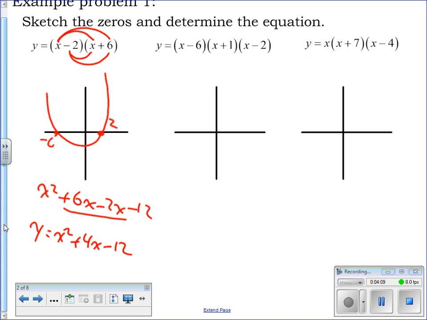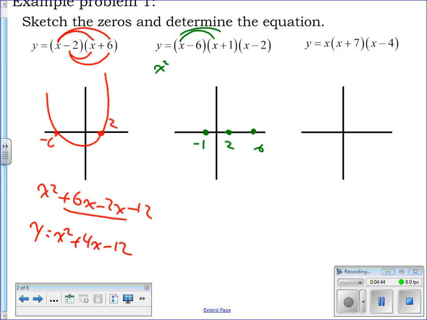The next one, my zeros on this one. From this, I get a 0 at 6. From this, I get a 0 at -1. And from that one, I get a 0 at 2. I have 3 zeros. Now I need to multiply it out. I can't multiply it all out in one step. I need to do it in 2 steps. First step, pick 2 of those things and multiply them together. Might as well pick the first 2.